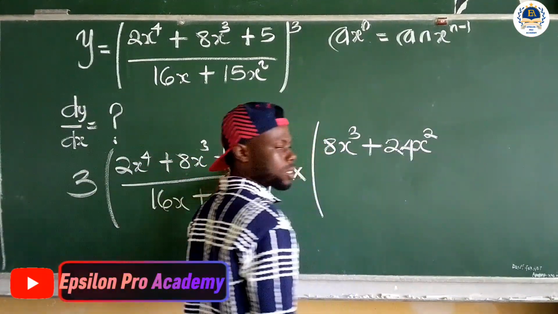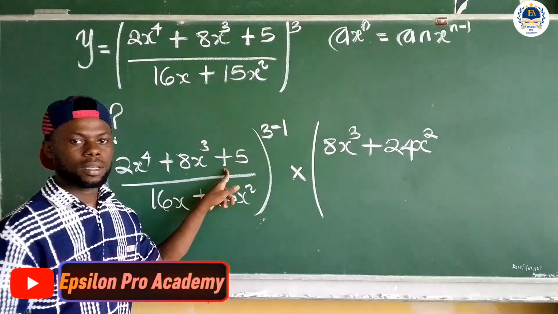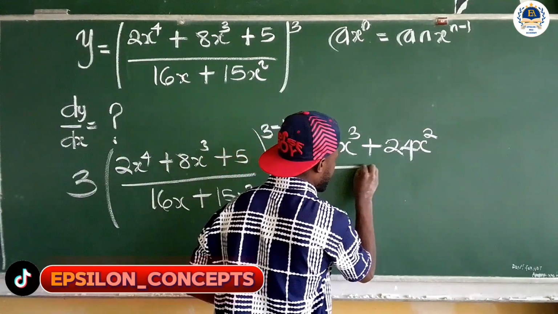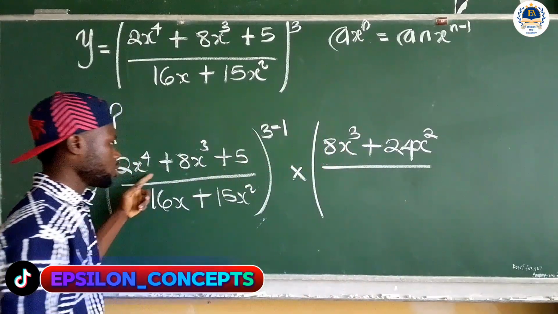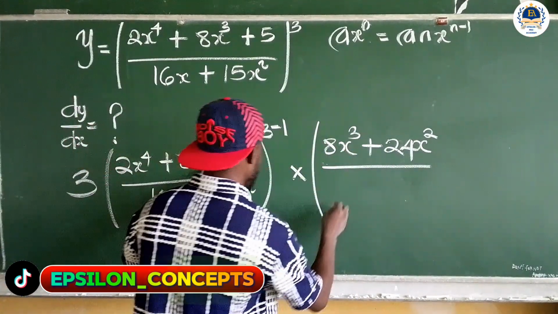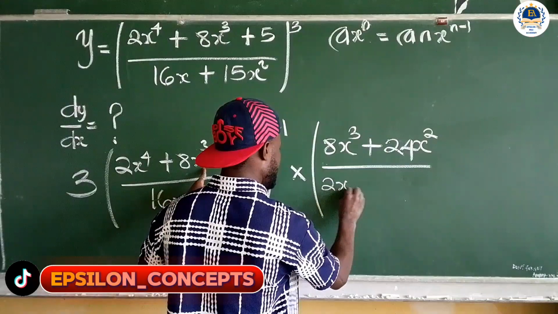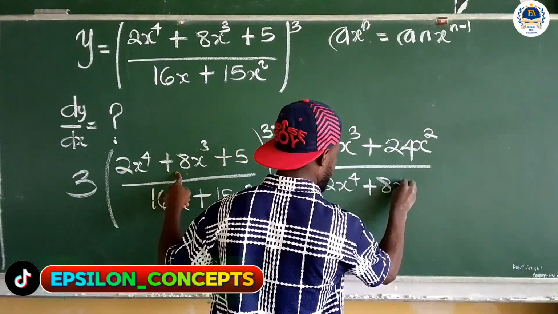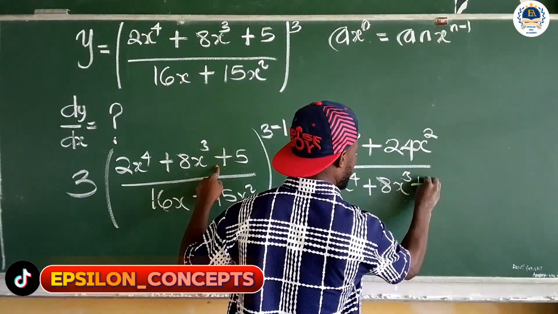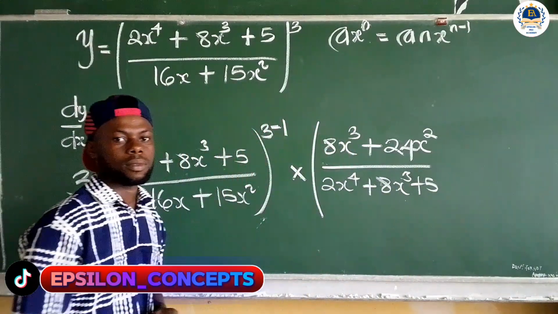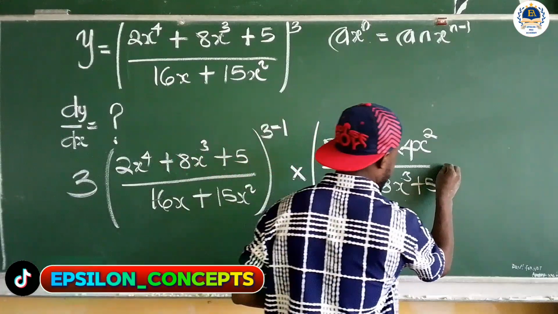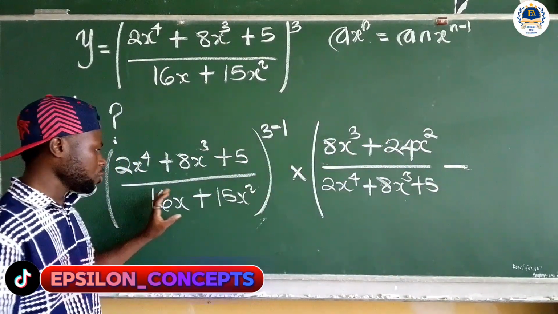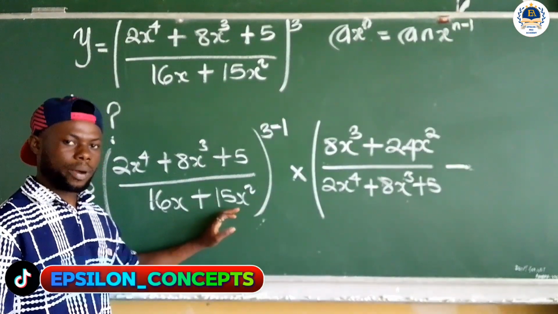Then plus the constant term, the derivative of a constant term is 0. Take note of this. Divided by the numerator, everything written here. We have 2x raised to the power of 4 plus 8x raised to the power of 3 plus 5. Then you put your minus sign. Do the same to the denominator. The derivative of the denominator divided by the denominator.